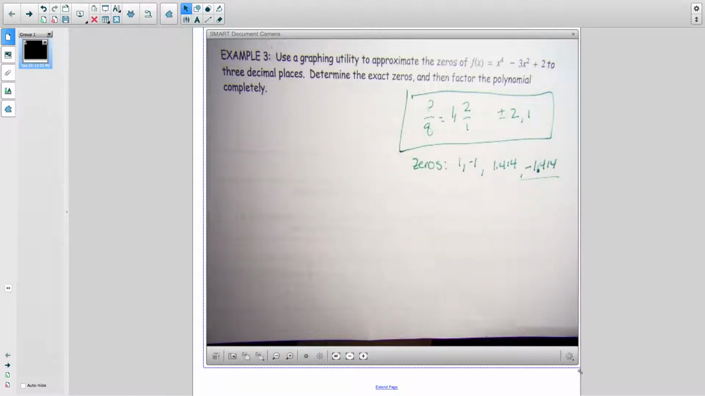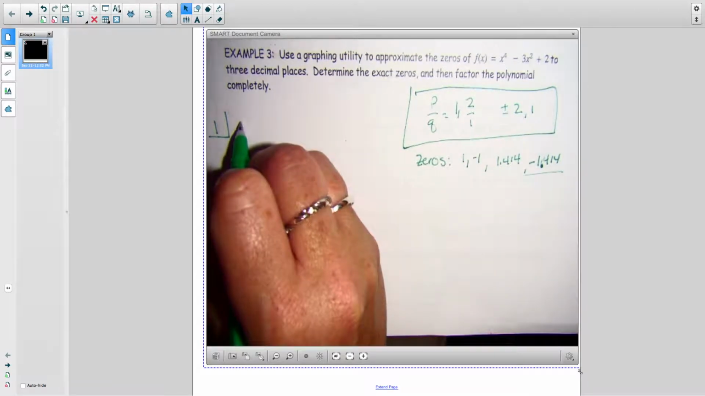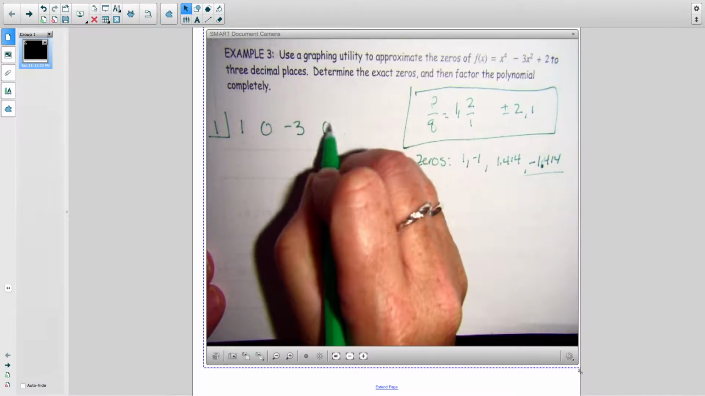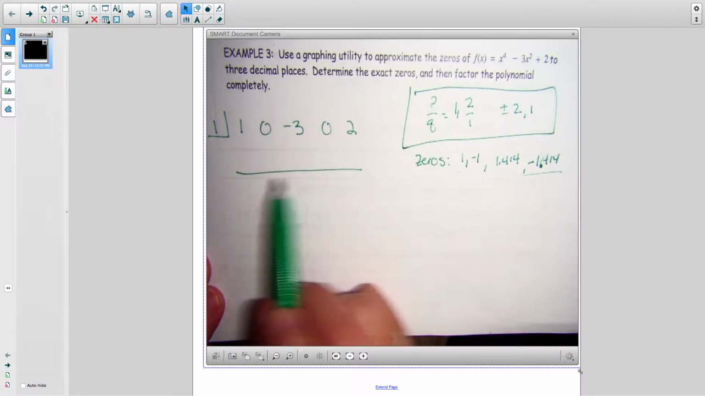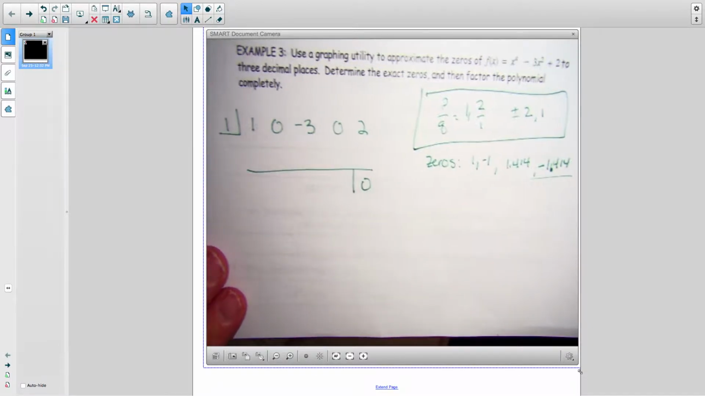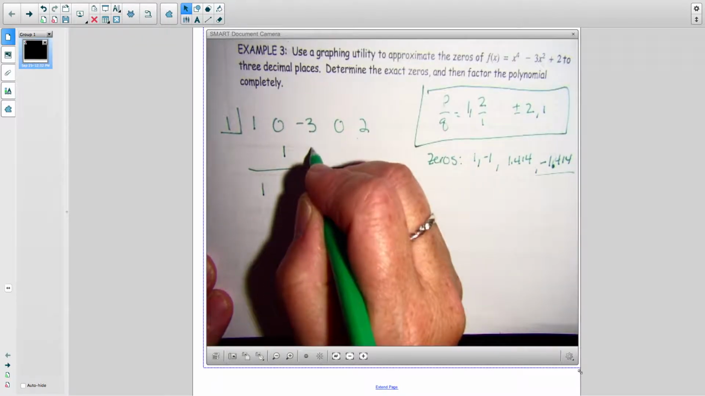We can do synthetic division. We can take this 1. So there's an x to the 4th, there's no x cubed, there's a negative 3, there's no x, and there's a 2. If this is a zero, this is going to divide evenly. I gotta get a 0 here. So drop the 1. Bring it up.